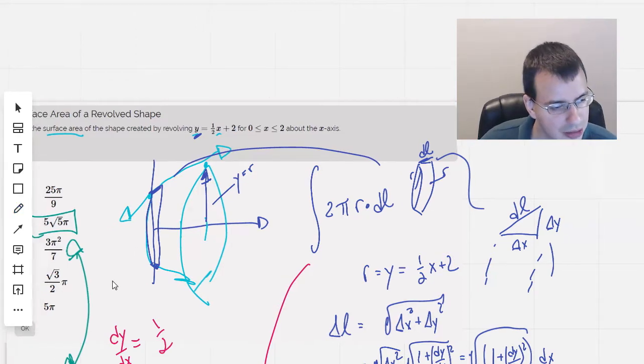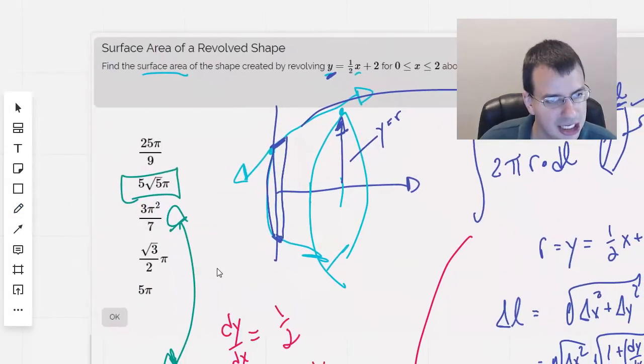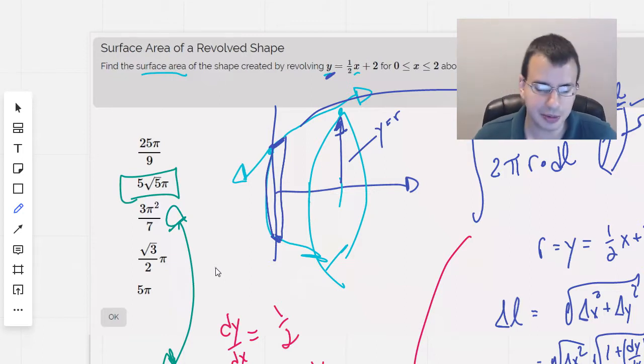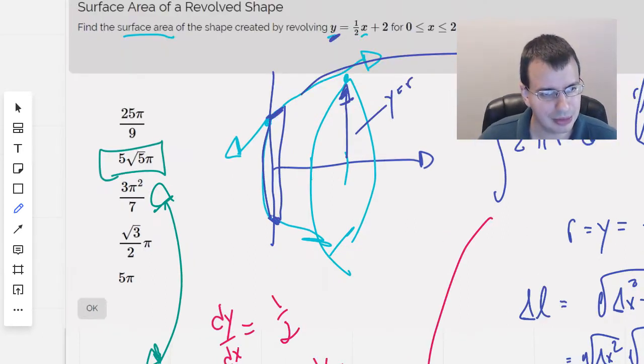So this one's a little bit complicated, a little bit in depth, but not that bad. This is probably, in the first couple of semesters of calculus, the hardest type of problem you'll find involving an arc length shape rotation type thing. So this is a good problem. I like it a lot.